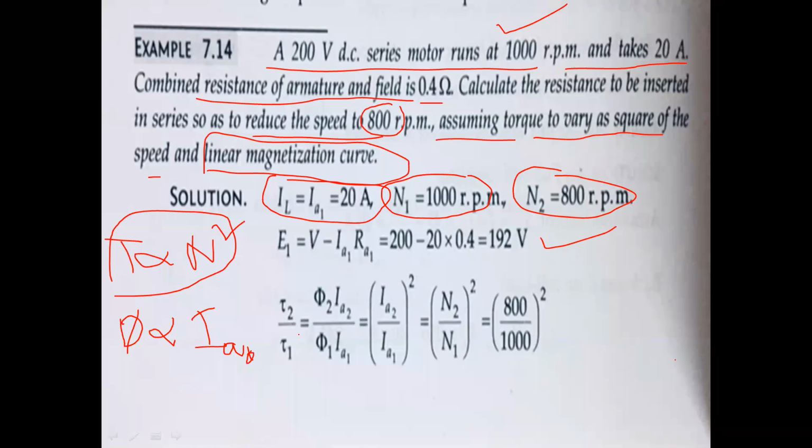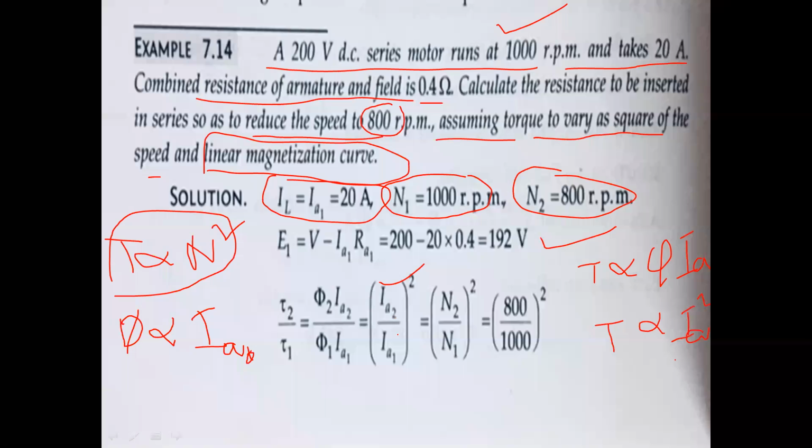In any motor, series or shunt, torque is proportional to flux and armature current. In a series motor, flux is proportional to armature current. Therefore torque is proportional to IA square. So T2 by T1 equals IA2 by IA1 whole square.